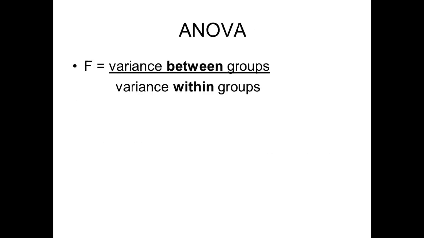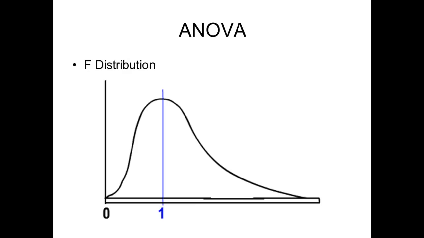The ANOVA gives us an F statistic. So remember the t-tests all gave us a t-value. With the ANOVAs we're going to be getting F values. And remember also that the t-tests were meant to compare the means between groups. With the ANOVA we're actually looking at ratios of variances, and we're going to compare the variance between the groups to the variance within the groups. So it's getting to the same place but using a slightly different metric.